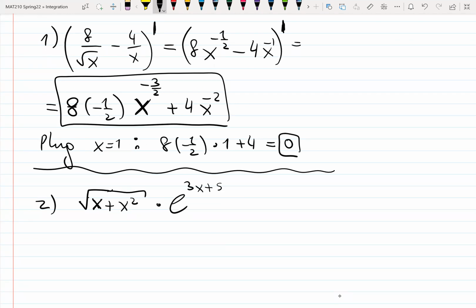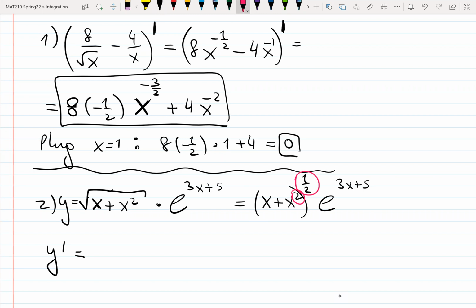Let's practice product rule after all. y equals, find y prime. Okay, if you don't like square roots, write it down as x plus x squared to the 1/2 times e to the 3x plus 5. You cannot simplify the 1/2 and the square. Remember, there's no rule to do that, because the square root cannot go down to each term. It has to stay there. There's no formula for the square root to go down on each term. So that's the problem. It's not square root of 1 and square root of x. You cannot do it this way.